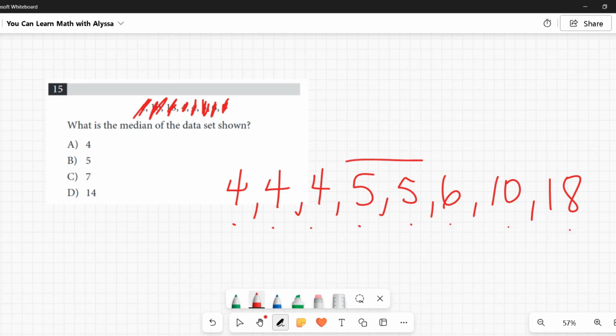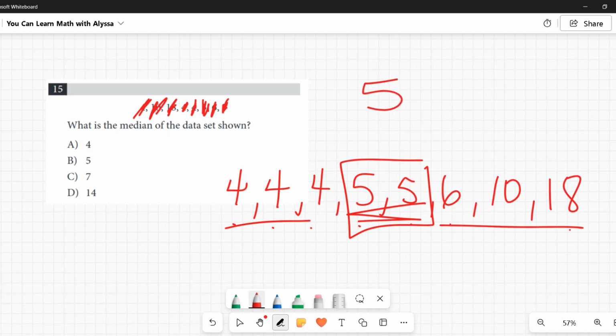So we want the 2 numbers that are in the middle. There's 3 on either side. There's the 2 in the middle. 5 plus 5 is 10, divided by 2 is 5. So the average there is 5, and that would be our median.